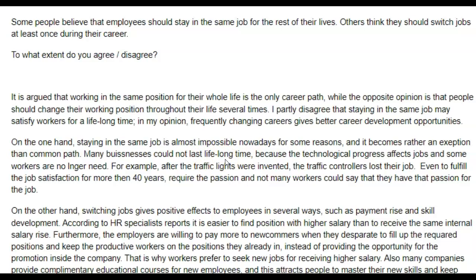Because the technological progress affects jobs and some workers are no longer needed. So you need an ED here and you're missing an O. For example, after traffic lights were invented, no the here, traffic controllers lost their jobs. So no the and no the. Even to fulfill the job set, get rid of the again here. Even to fulfill job satisfaction for more than 40 years, you don't need a comma, and then here you need an S. Even to fulfill job satisfaction for more than 40 years requires the passion, and not many workers could say that they have that passion for the job.